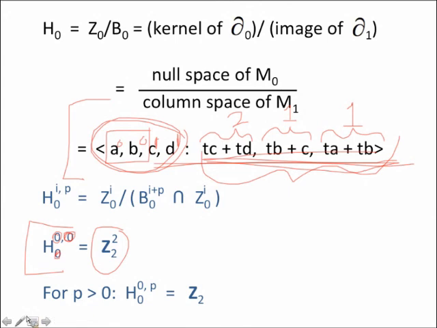For P greater than 0, notice we start modding out by things. So if I now do P units later, I still have A and B, but 1 unit later, I've now modded out by this. So now that I've modded out by this, I can get rid of my B, and I'm just left with 1 component of Z mod 2.